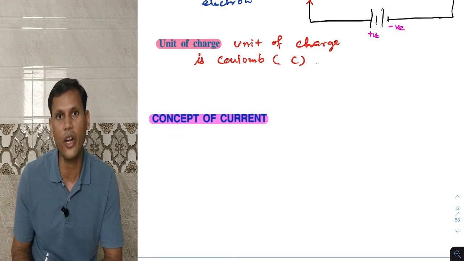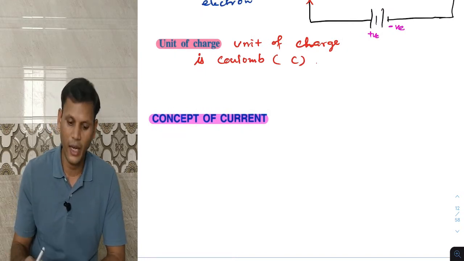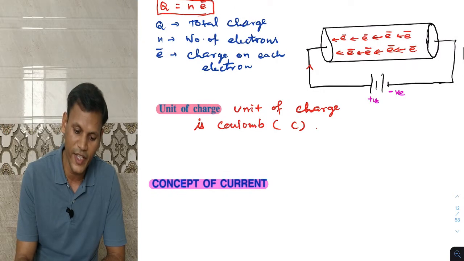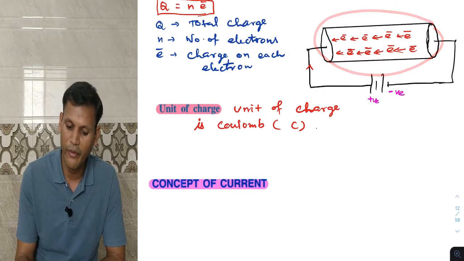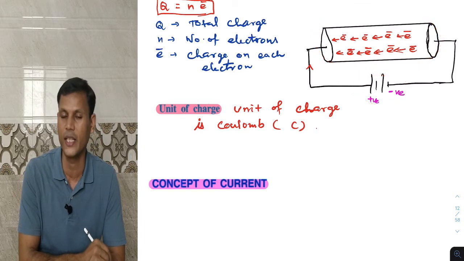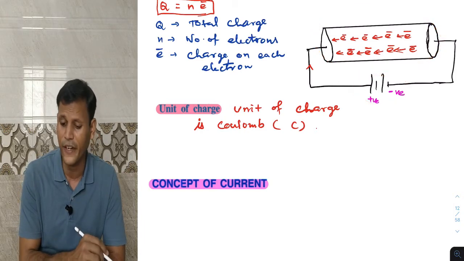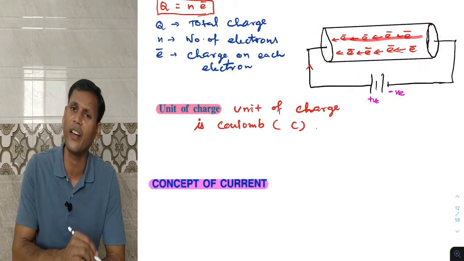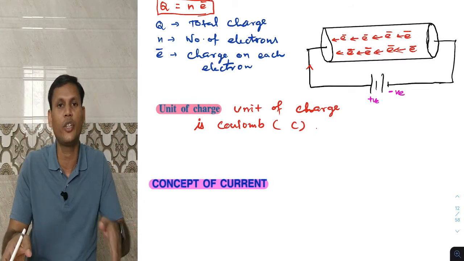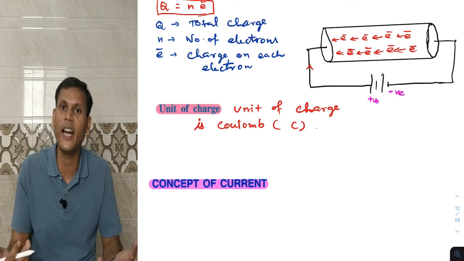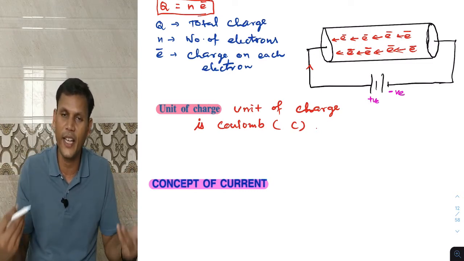What is the concept of current? As we have mentioned in this diagram, when electrons are flowing, when we apply a source of voltage or potential difference, electrons flow in the conductor from one end to another end, from one part to another part. During that time, we say current is flowing.